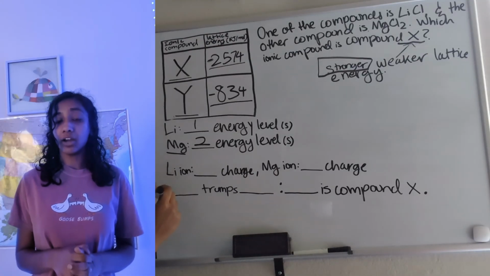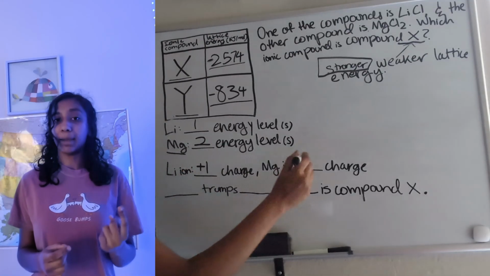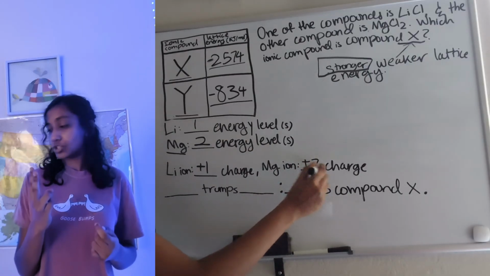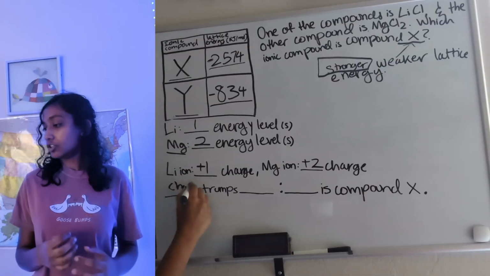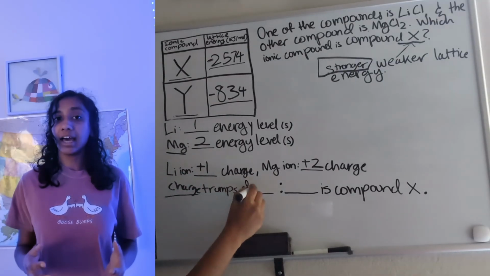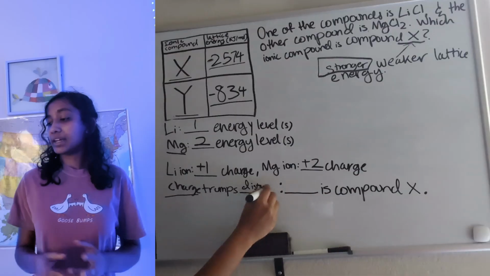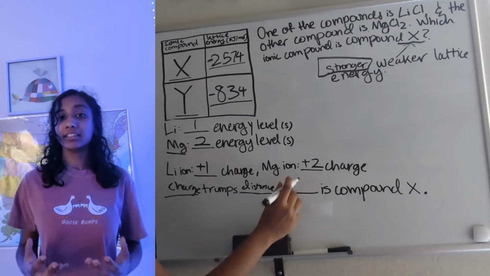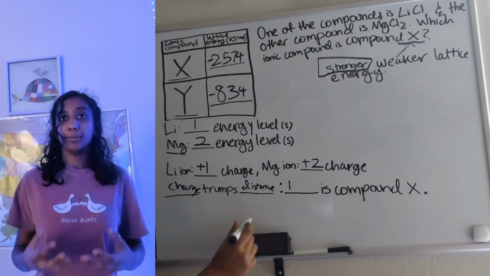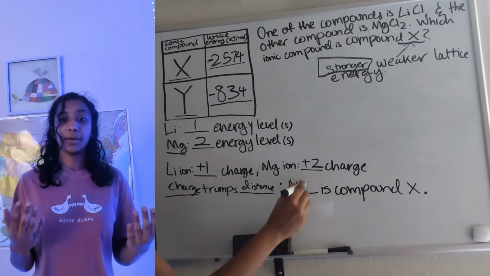However, the lithium ion has a +1 charge and the magnesium ion has a +2 charge. In this situation, we care more about charge than distance when comparing the lattice energies. So, because MgCl2 has a greater magnitude of charge, it has a greater lattice energy, making MgCl2 compound X.